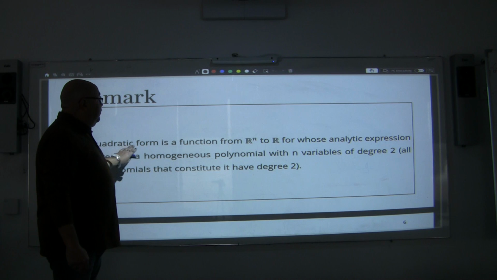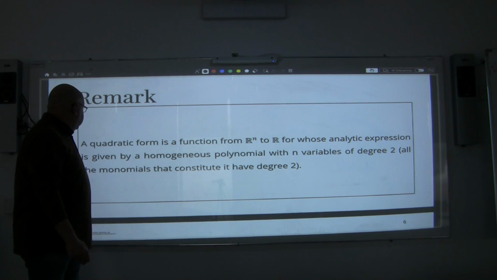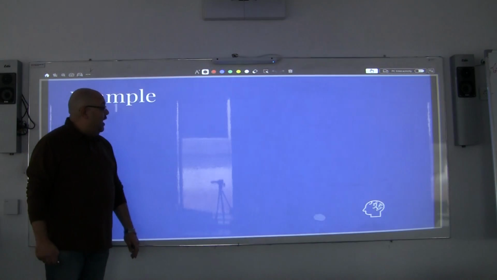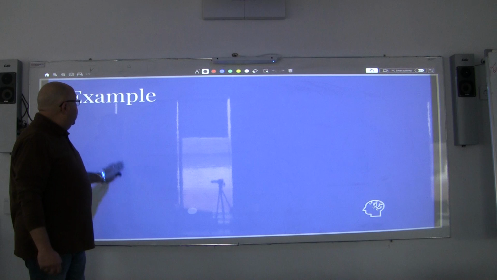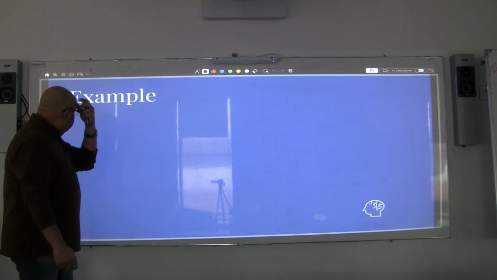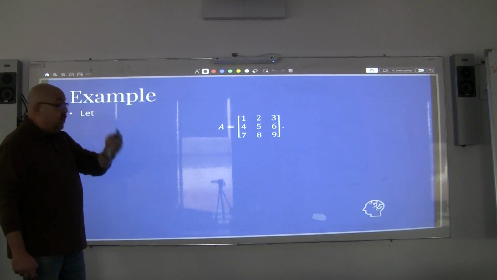The quadratic form is a function from Rn into R whose analytic expression is given by a homogeneous polynomial with n variables of degree 2, as we will see. I believe this example will make it very clear for you, the quadratic forms and how we can get them.